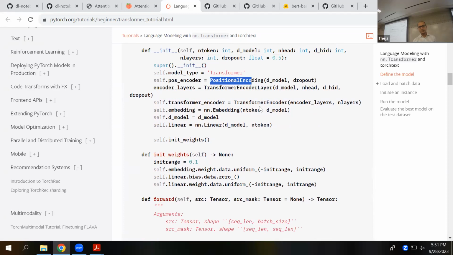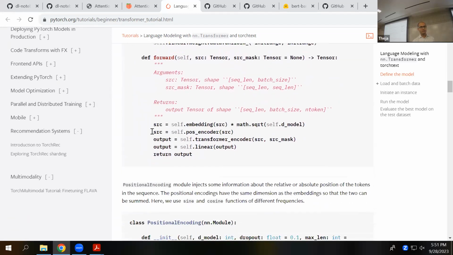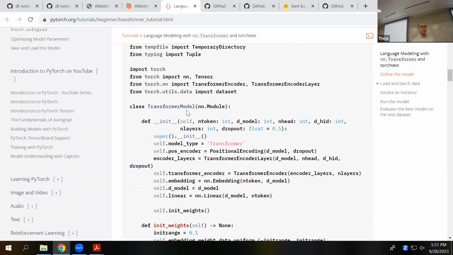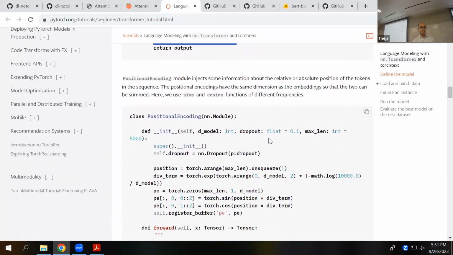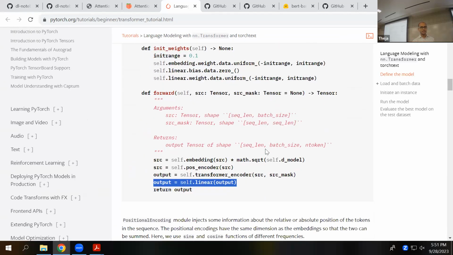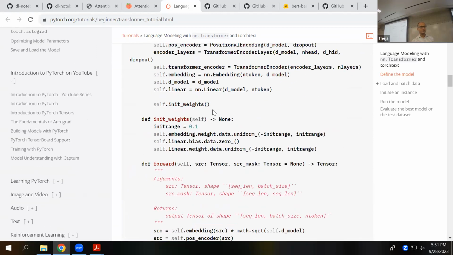I strongly recommend looking at this. If you look at the forward pass, you just do an embedding, position encode, a transformer encoder call, and a linear transformation. This is only the encoder side of the block. If you needed a different type of decoding, that's not captured here. This is just the left side of the figure.